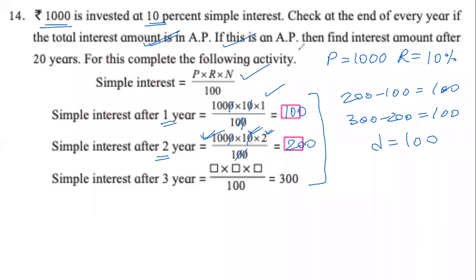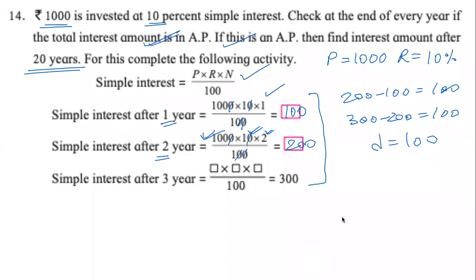Then it says, if this is an AP, then find the interest amount after 20 years, using the activity. This is a question which we have already done in previous classes in terms of simple interest. Now we are solving the same question in another way, because there is an AP when we are borrowing and repaying the money in simple interest. So let us see how the activity continues.